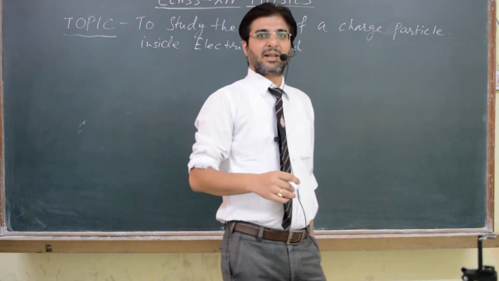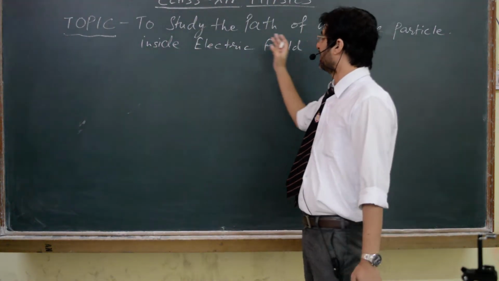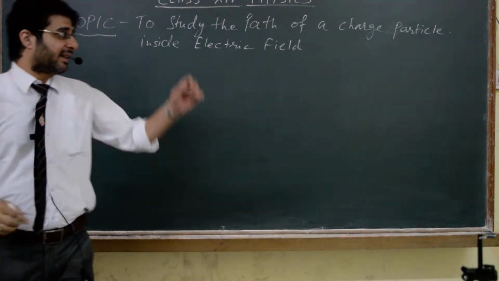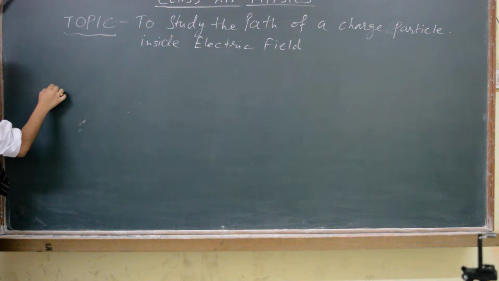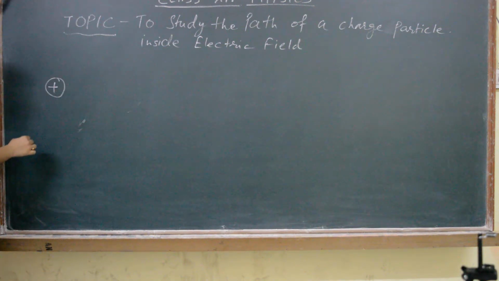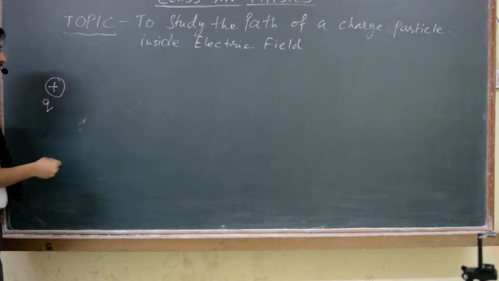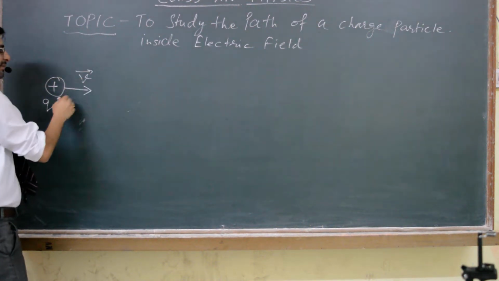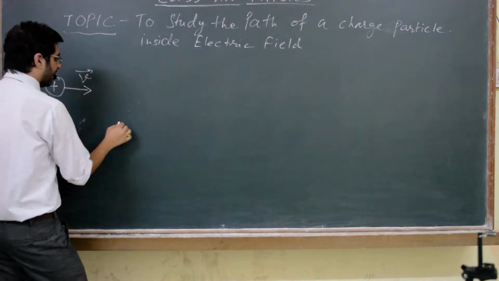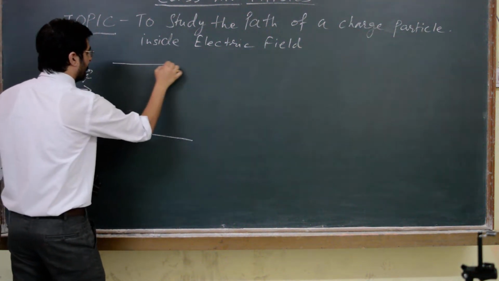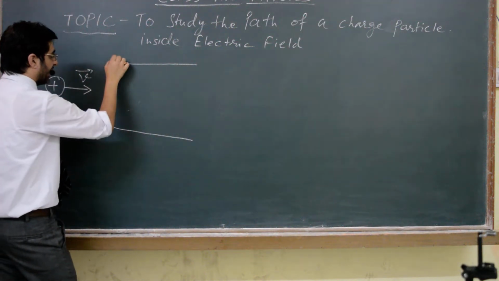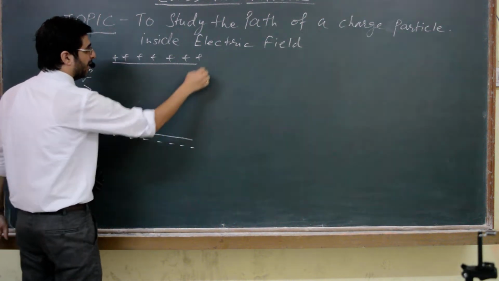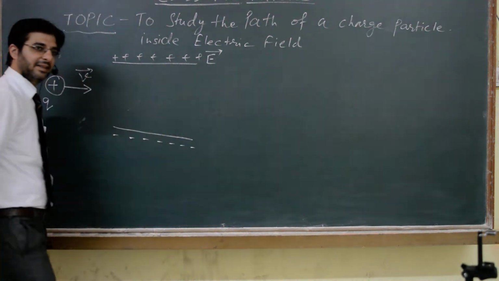Namaste students. Today's topic is to study the path of a charged particle inside an electric field. So for this, suppose this is a charged particle, charge is given q, and this charge is moving with velocity v towards that side, and suppose it enters an electric field of intensity E.